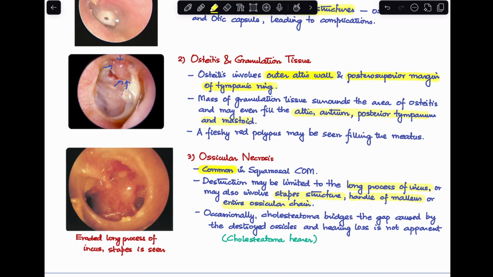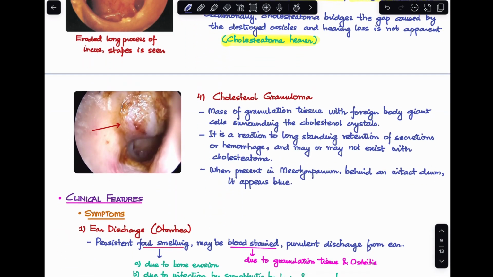Another little viva question that you need to know is, what is a cholesteatoma hearer? What does that term mean? This term means that sometimes the cholesteatoma can actually bridge the gap that has been caused by the destroyed ossicles, and when it bridges the gap, the hearing loss disappears. So you can paradoxically see that in these cases the patients will not have much of a hearing loss. However, they do have damage to the ossicular chain. So these patients are known as cholesteatoma hearer. You can see in the image over here that there is an eroded long process of incus, and we can see the stapes.